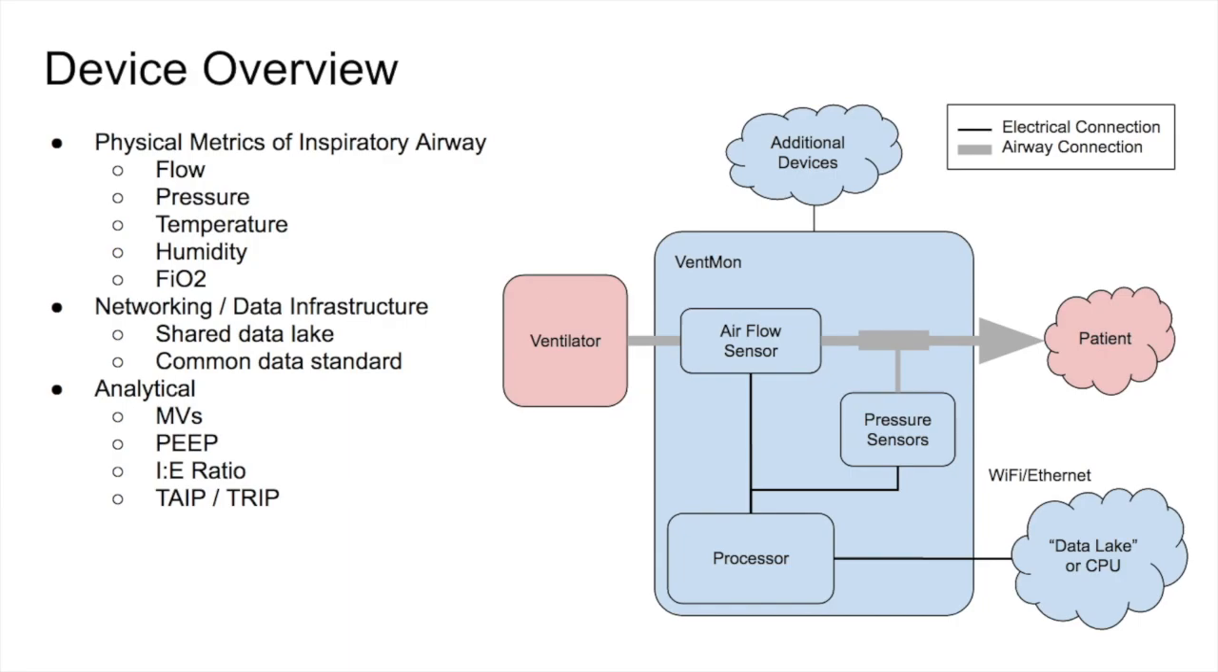So the heart of what we're doing is collecting the physical data from the inspiratory airway. So we're recording flow, pressure, temperature, humidity, and not in this diagram is fractional oxygen. As I said, those sensors are connected to a processor, which allows us to transmit data to a shared data lake using a common data standard. We're then able to process that data and then gather some clinically significant metrics such as minute volume, PEEP, inspiratory to expiratory ratio, and the rise and fall time of the pressure in the airway.